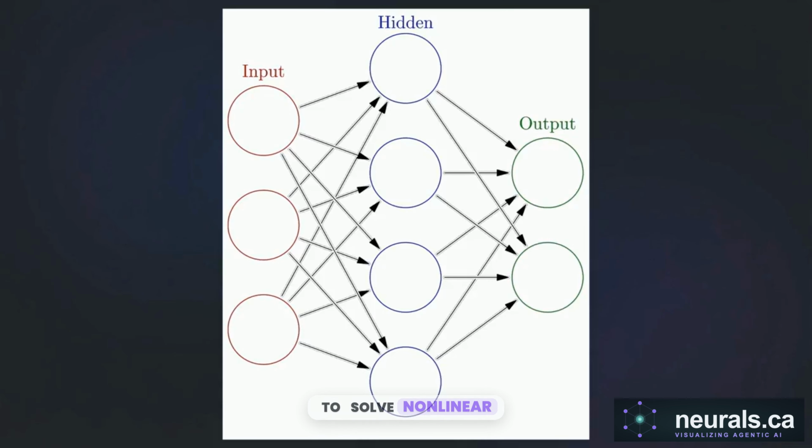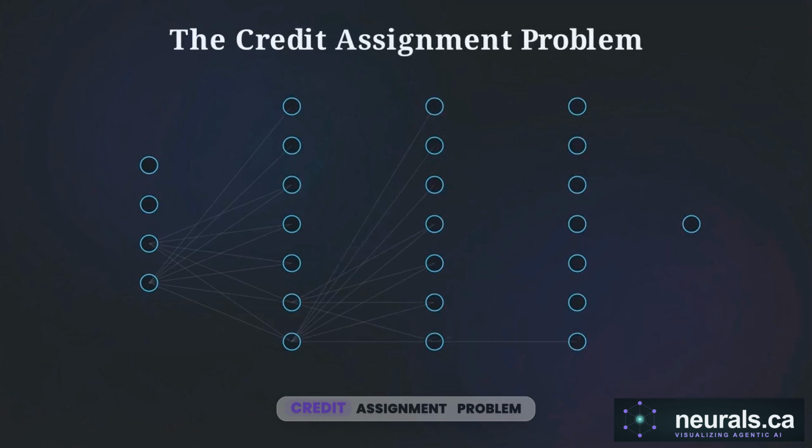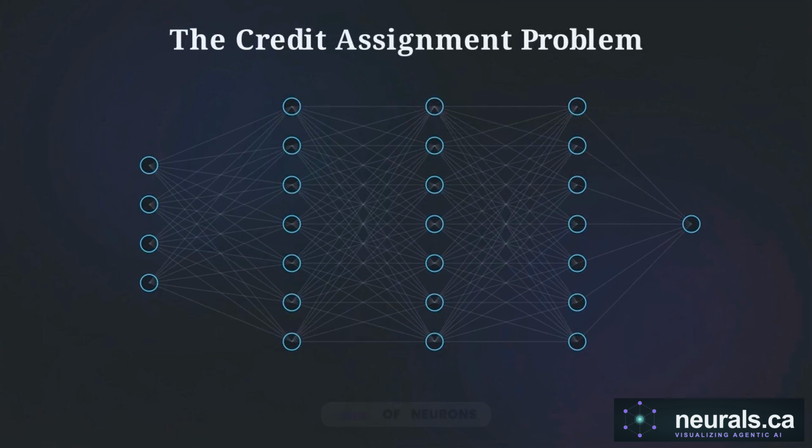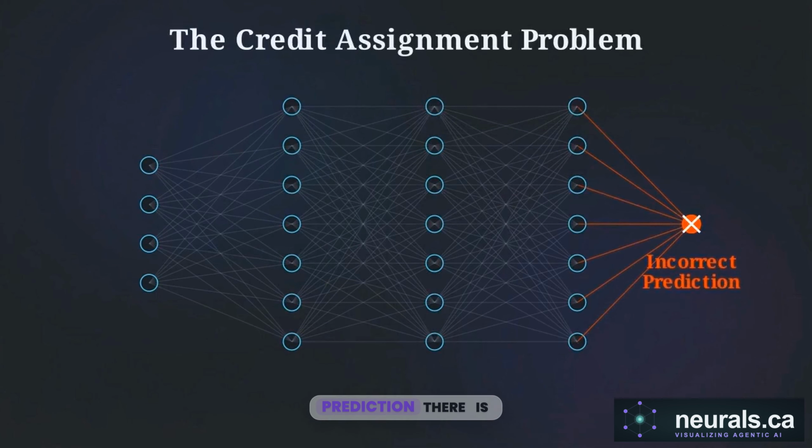To solve nonlinear logic problems, a network requires these hidden layers stacked between the input and the output. But stacking these layers creates a credit assignment problem. When a massive web of neurons makes an incorrect prediction, there is no immediate way to know which specific weight in the middle of that web caused the error, or by how much.